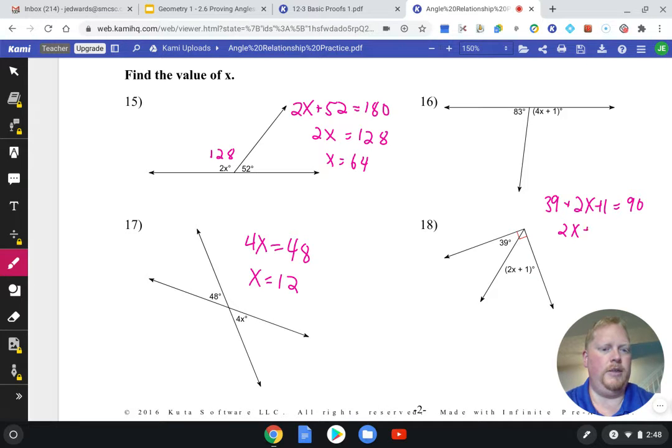Combine the 39 and the 1 to make 2x plus 40. Subtract the 40 and divide by 2. And there you go. X equals 25. So that's an important thing to know: if they give you a diagram, can you use vertical angles or linear pair to solve for x? Or if they ask you to, plug that number back in and solve for the angle.